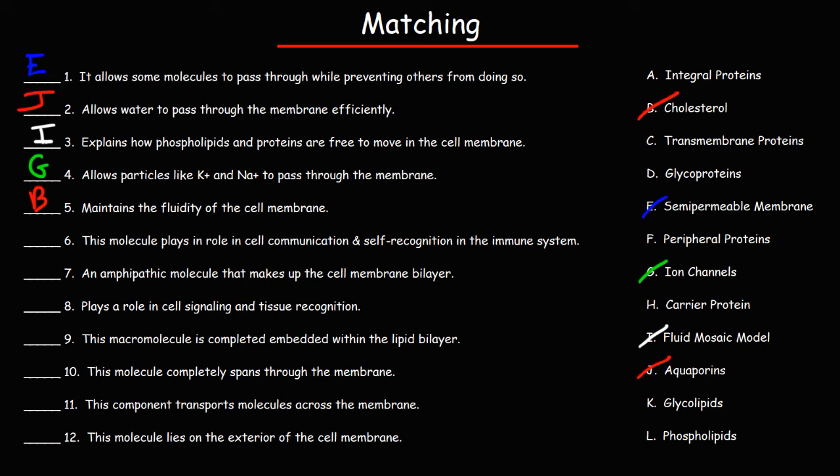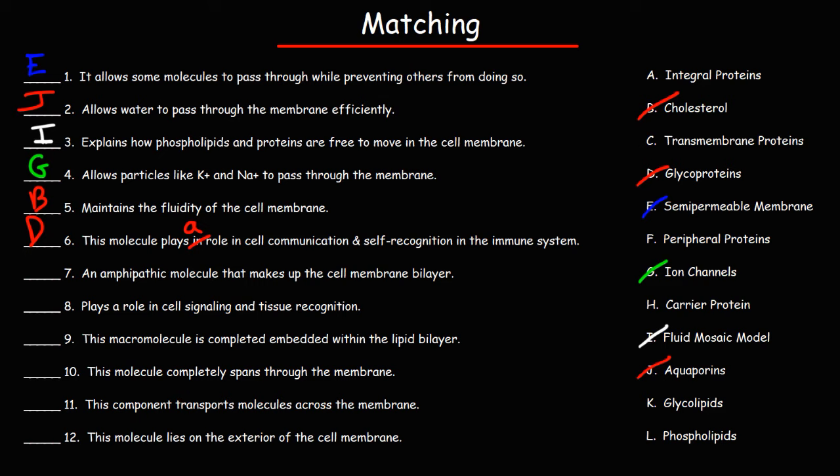Number 6, this molecule plays a role in cell communication and self-recognition in the immune system. What molecule is that? This is going to be the glycoproteins. So that's a D.